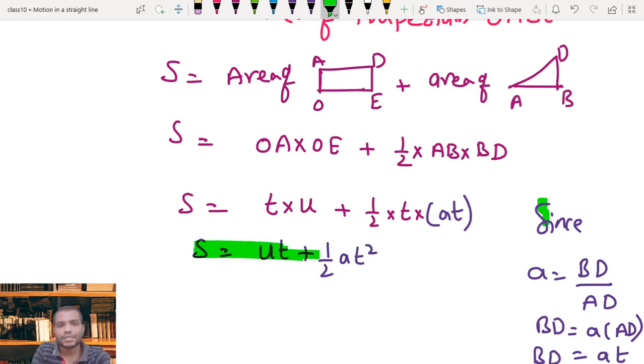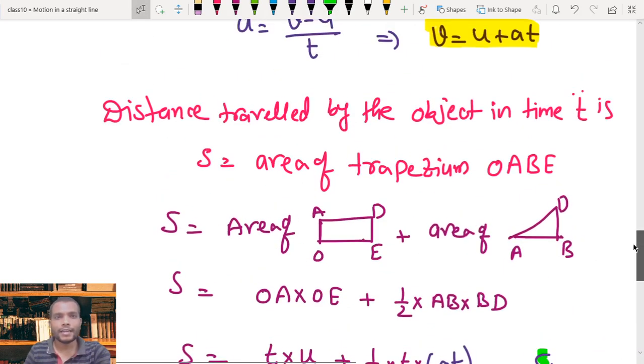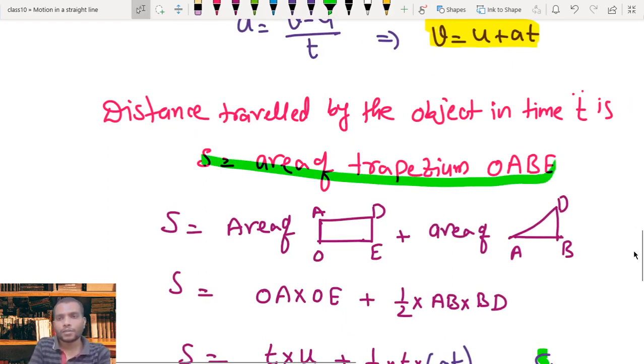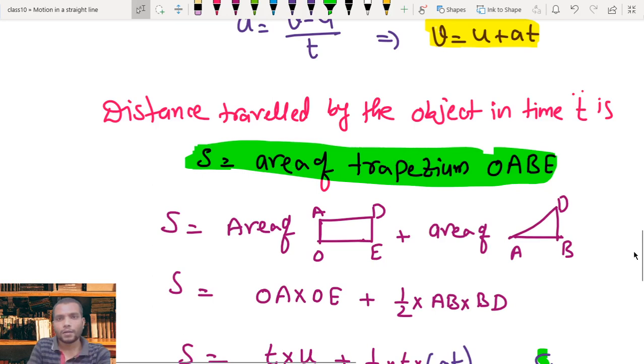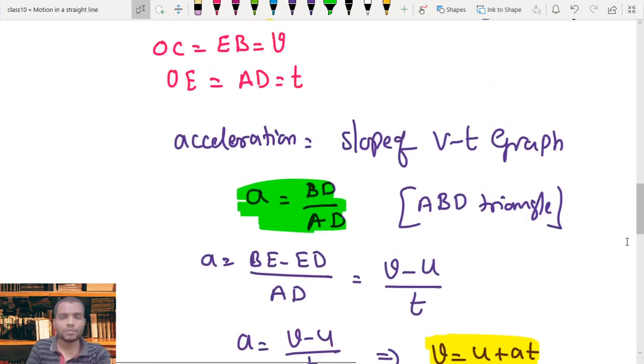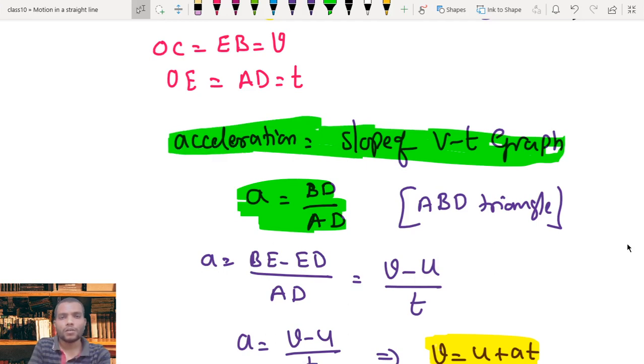So this is the second equation of motion. To find the second equation of motion, what we did is calculate the area of the velocity versus time graph. So here one more statement: the area of the velocity versus time graph gives displacement. So that is for the second equation of motion. For the first equation of motion, the slope of the velocity versus time graph gives acceleration. So how beautifully geometry is related to the concept here itself.